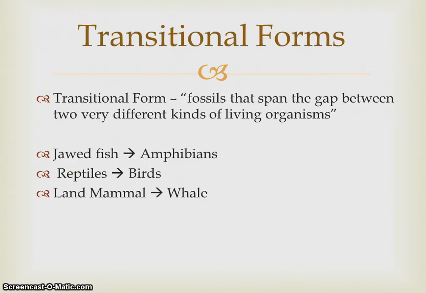If evolutionary theory is correct, we would expect to find a gradual change within the lineage of a species. So we should find intermediates between the ancestor and the more recent descendants. Several of these intermediates have been found, and they are called transitional forms, which are fossils that span the gap between two very different kinds of living organisms. So you can find transitional forms between jawed fish and amphibians, or reptiles and birds, or land mammals and whales, just to name a few examples.